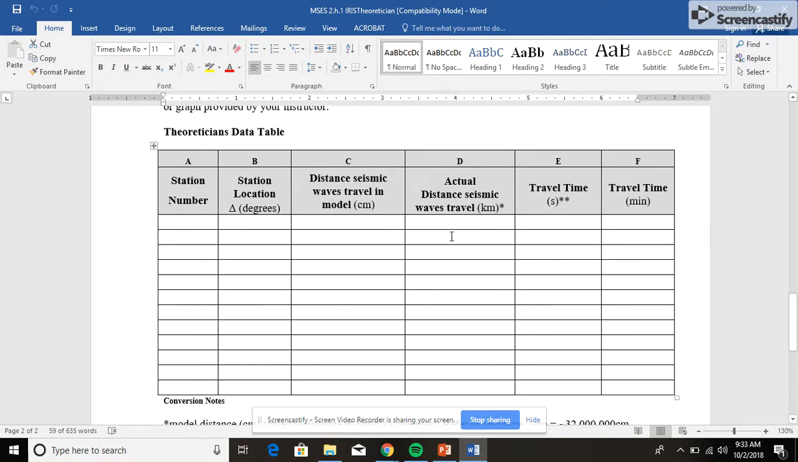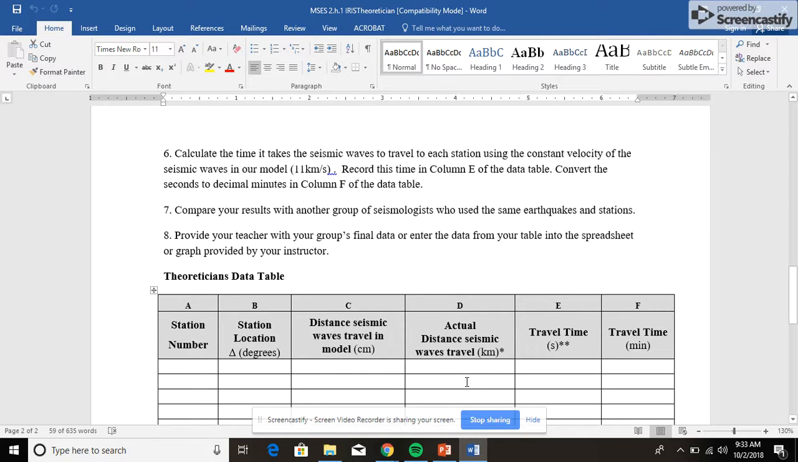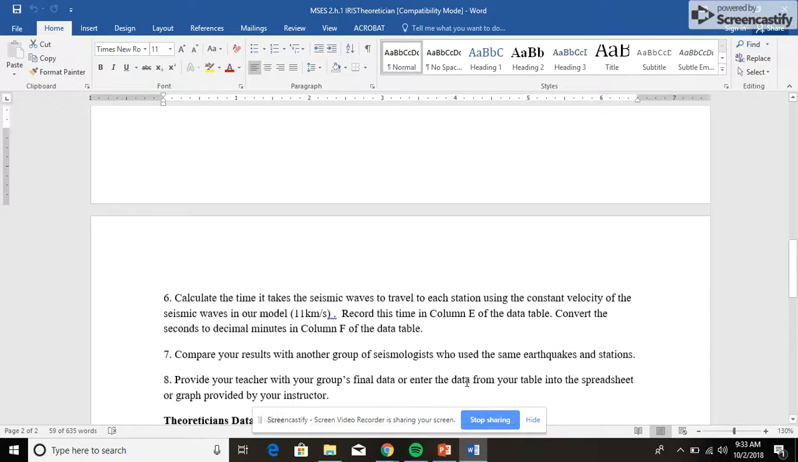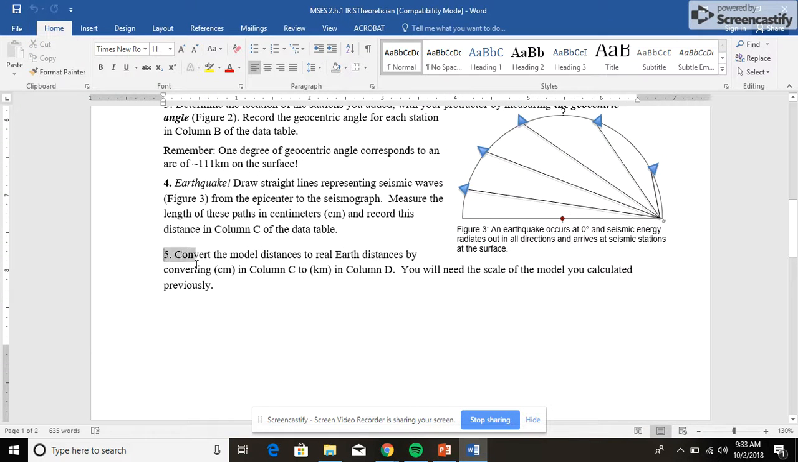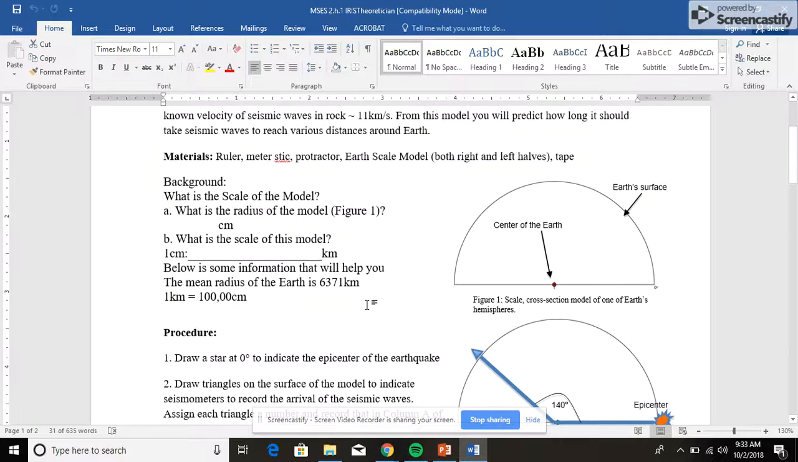The next step will be calculating the actual distance in column D. It says here in step 5 to convert the model distances to real Earth distances. You need the scale model you calculated previously. So we're going from centimeters to kilometers, and that's where the scale that you put on your background for step B comes into place. For instance, let's say that the scale of your model is 307 kilometers. 1 centimeter is equal to 307 kilometers on Earth.